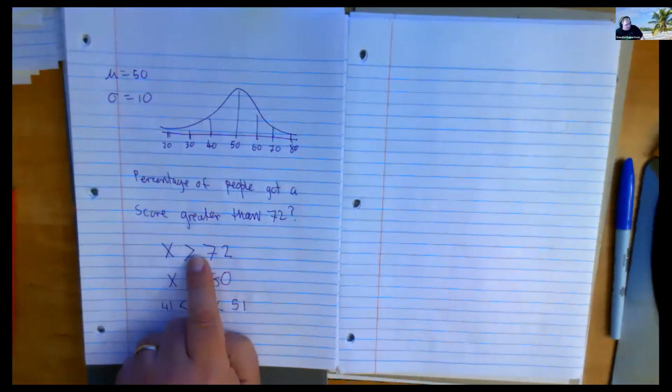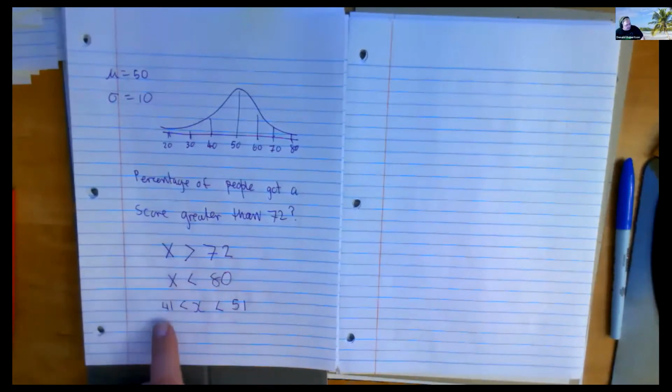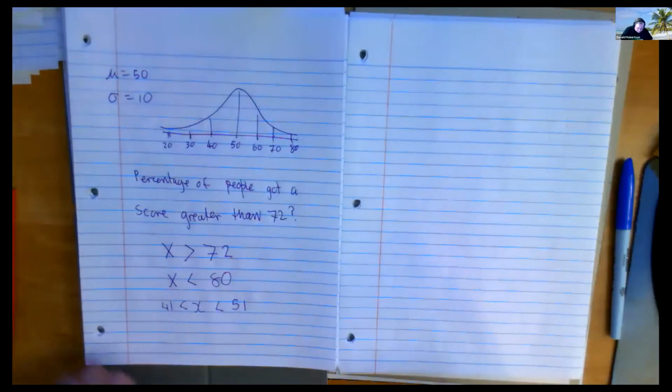That would represent people who got a score bigger than 72. This would represent people who got a score less than 80. And this would represent people who got a score between 41 and 51. Are we comfortable with the notation? It's just something you've seen. It's called inequations, right? Inequalities.